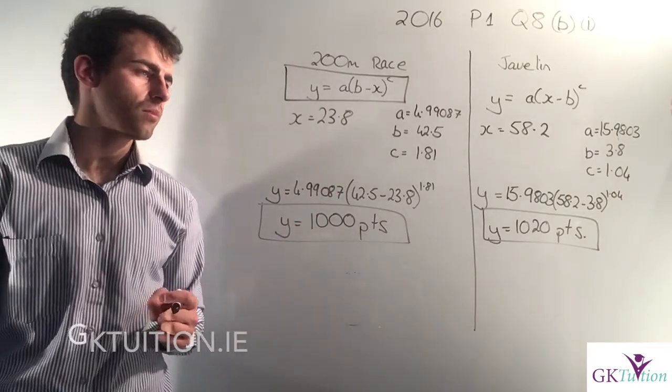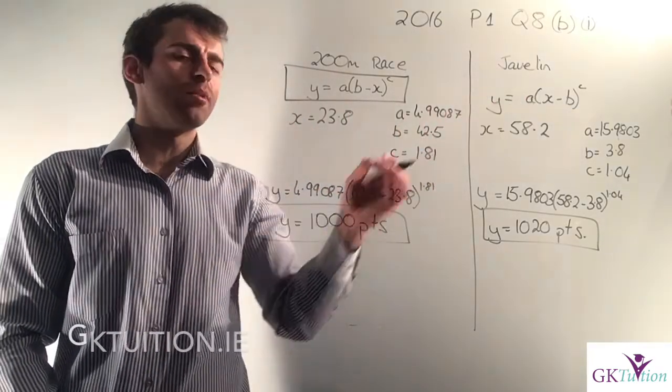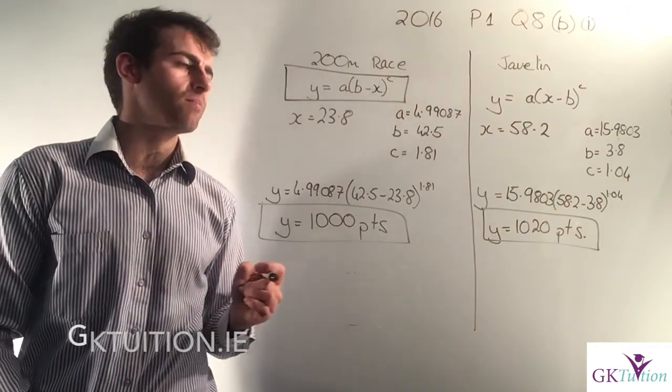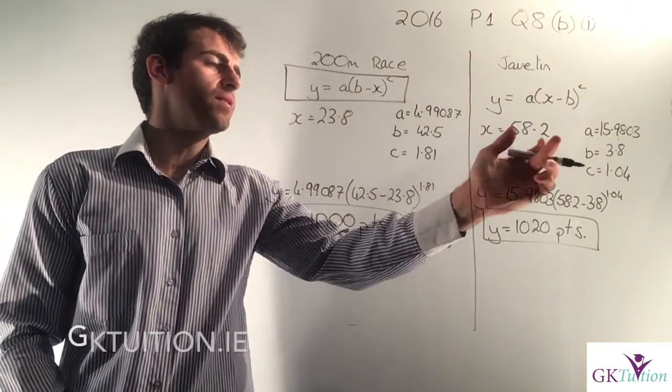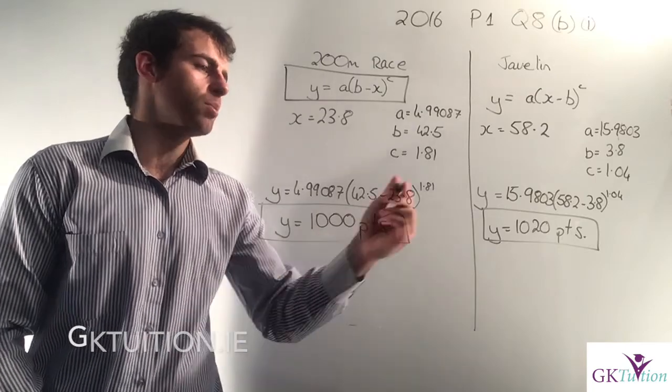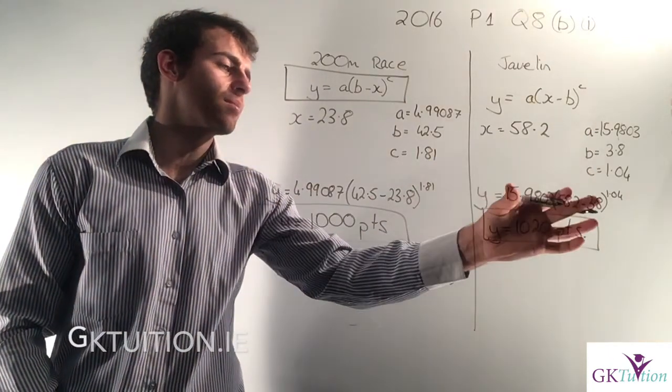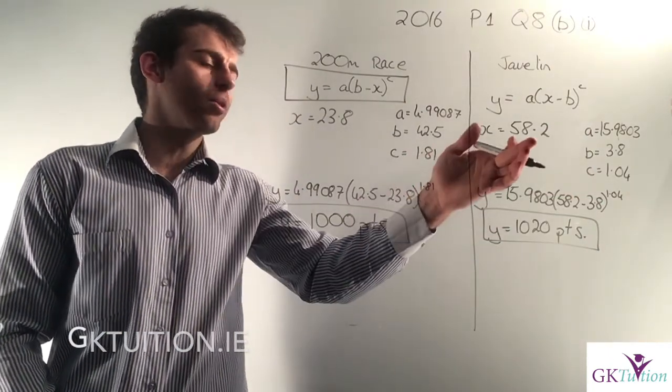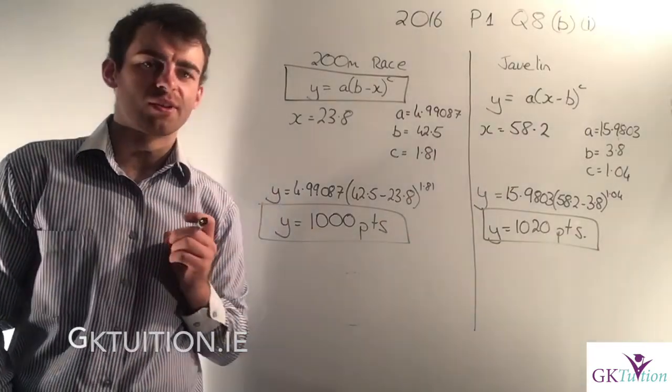Then I'm given a similar equation for the javelin, and Jessica throws the javelin 58.2 meters. Which means if I plug my A, B, C and X into my formula, I work out that by throwing the javelin this far, she gets 1,020 points.